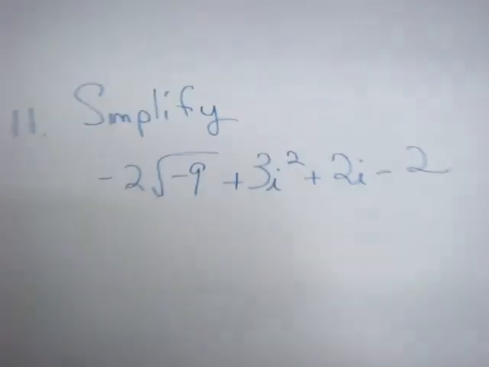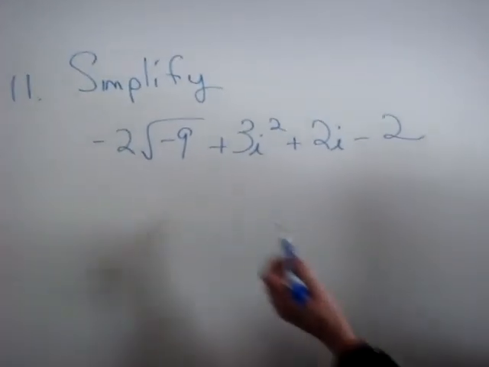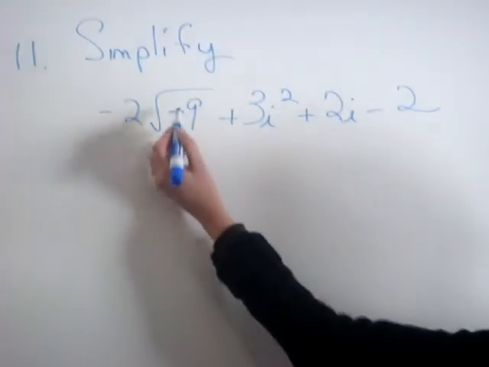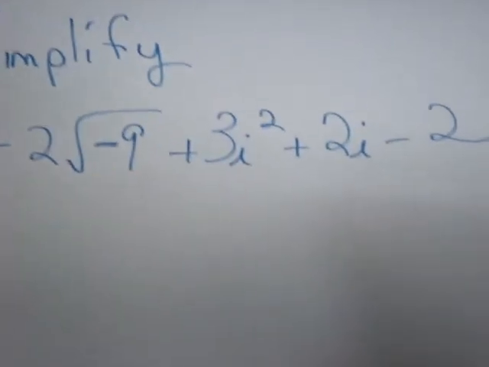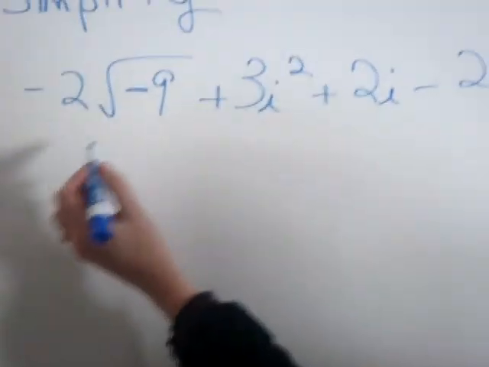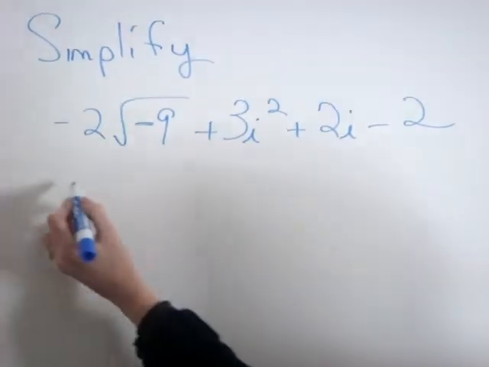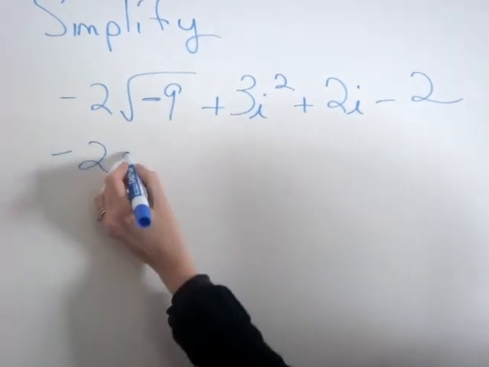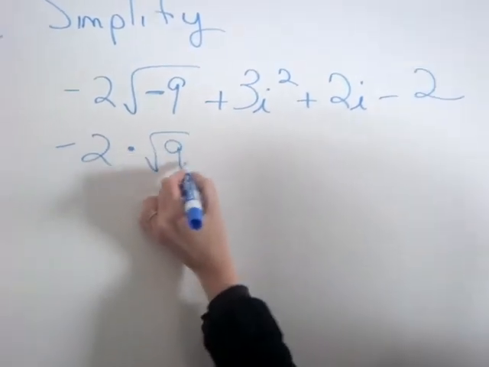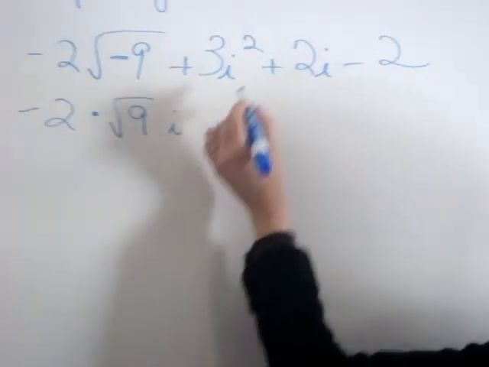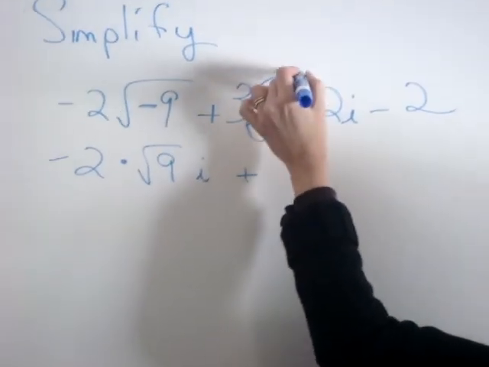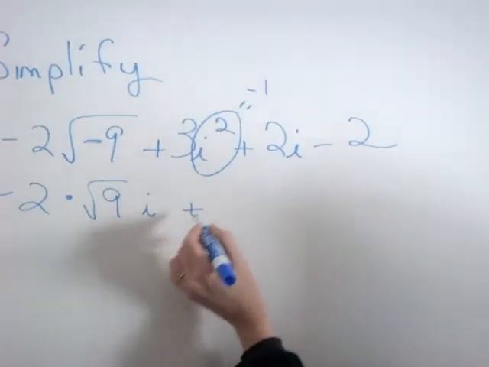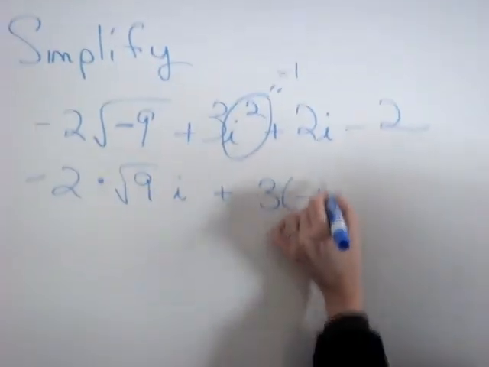Okay, number 11. Our imaginary friends. You can't have a negative number under a radical. That's the problem with this one. So we need to take it out. So we're going to have negative 2. These are multiplied together. Times the square root of 9i. Remember, i squared is equal to negative 1. So we're going to get 3 times negative 1.